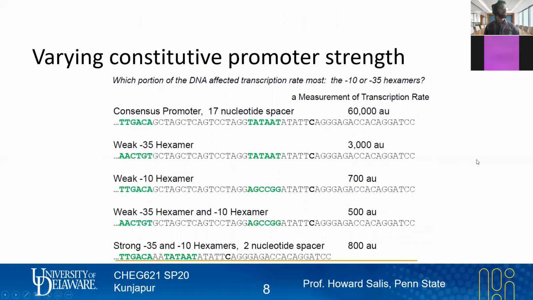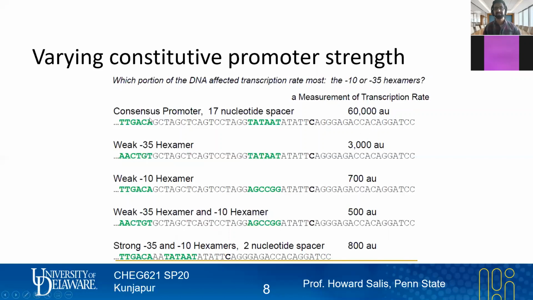So we are going to be interested in doing promoter engineering. And something we can look at is how constitutive promoters have different strengths. And so here, from slides from Howard Salis, you can see some examples of different promoters, and you can get a proxy or a measurement of transcription rate, and we'll talk about how in just a couple of slides, in arbitrary units.